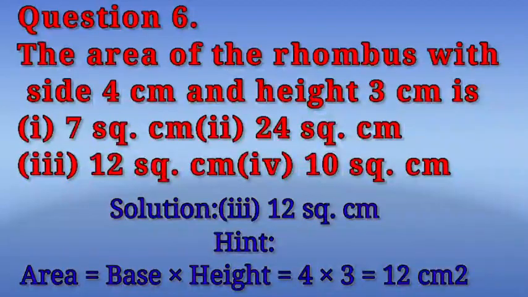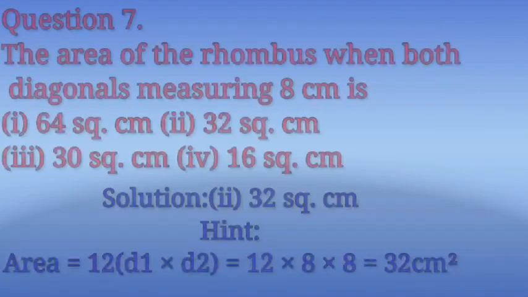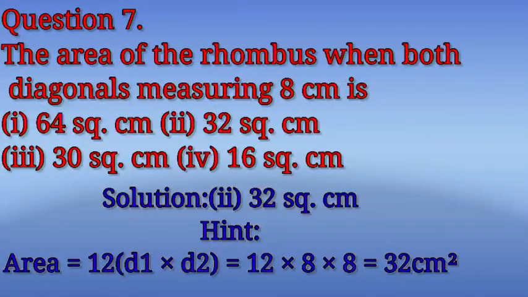Question 6. The area of the rhombus with side 4 cm and height 3 cm is 12 square centimeter. Option 3 is the answer. Question 7. The area of the rhombus when both diagonals measure 8 cm is 32 square centimeter. Option 2 is the answer.